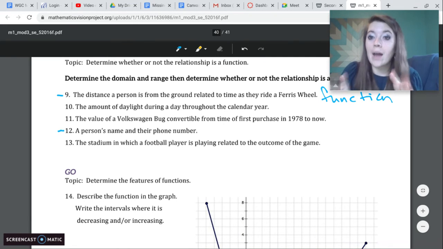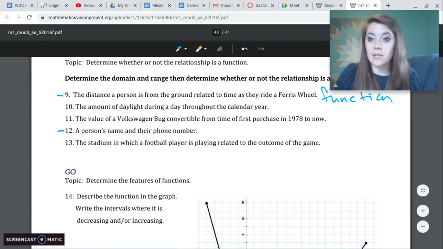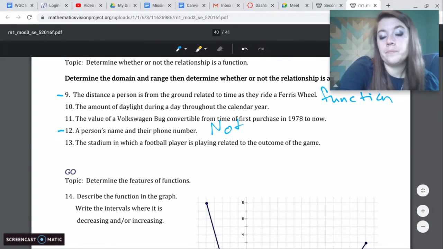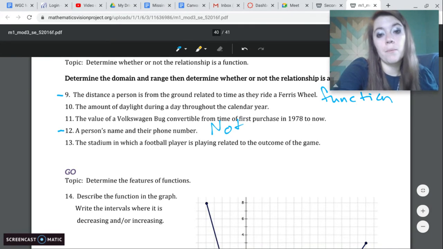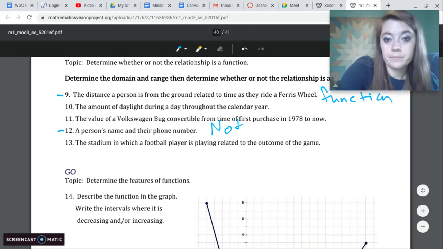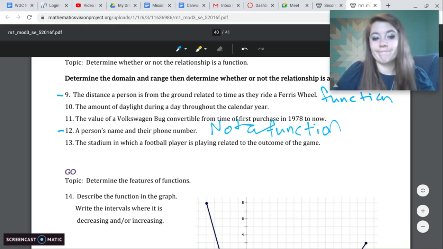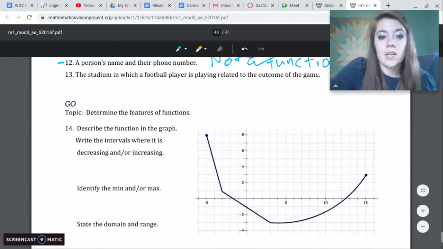So that is not a function because the phone number represents our y value, whereas our name represents the x value. So this is not a function because we can't have more than one y value for every x value, which means we can't have more than one phone number for each person's name. But we know that there are people who do, which means this is not a function. Okay? All right, the next section.